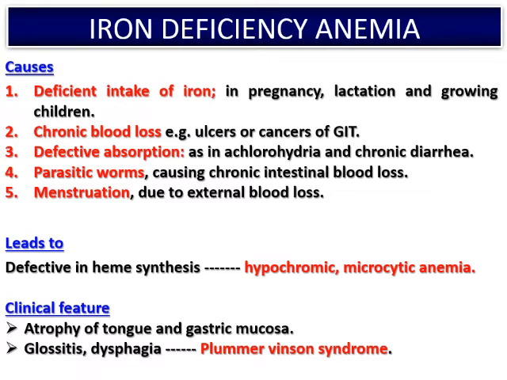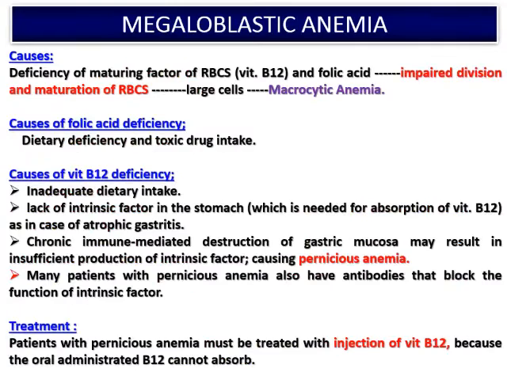We also have glossitis, inflammation of the tongue, dysphagia, which means difficulty in swallowing, and we have a syndrome in iron deficiency anemia. We call this syndrome Plummer-Vinson syndrome. Plummer-Vinson syndrome is a syndrome that occurs in the iron deficiency anemia patient, characterized by glossitis and marked dysphagia, which means difficulty in swallowing.